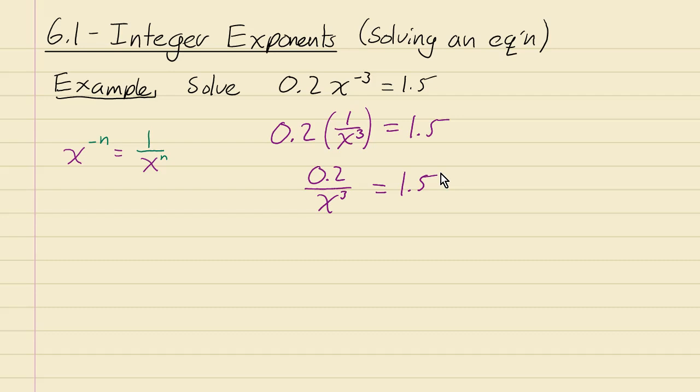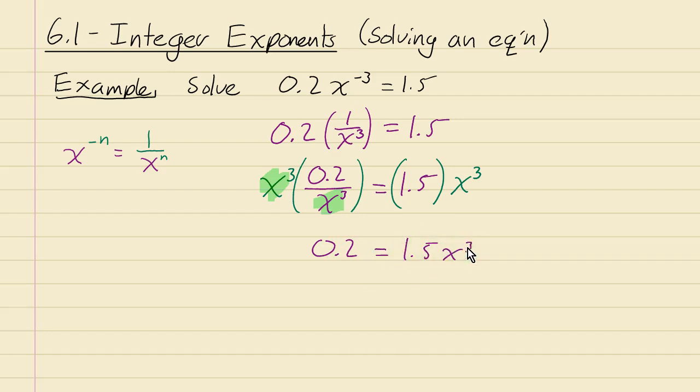Anyways, from there you can just multiply both sides by the denominator to clear fractions, just like the way you always clear fractions in an equation. So I'm going to multiply both sides by x cubed, and that will cancel out here with that. And so you just end up with 0.2 equals 1.5x cubed.